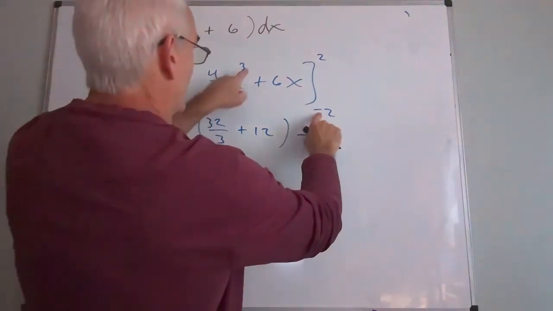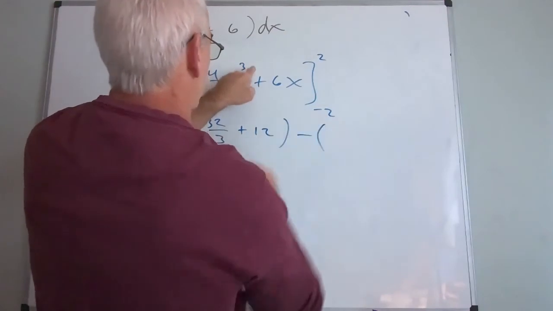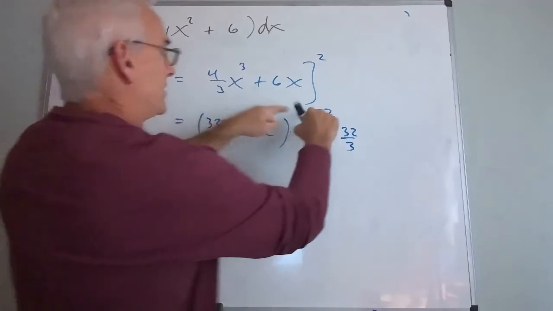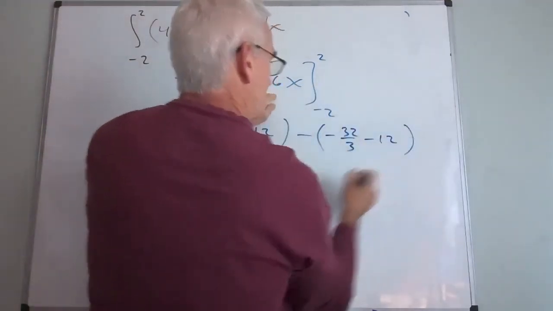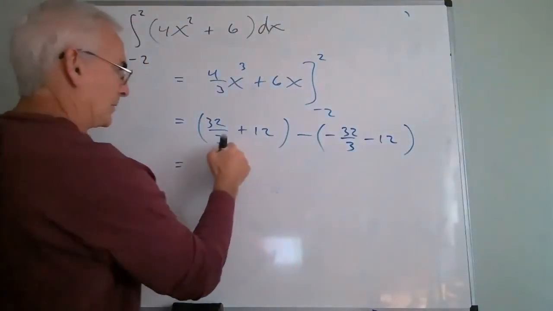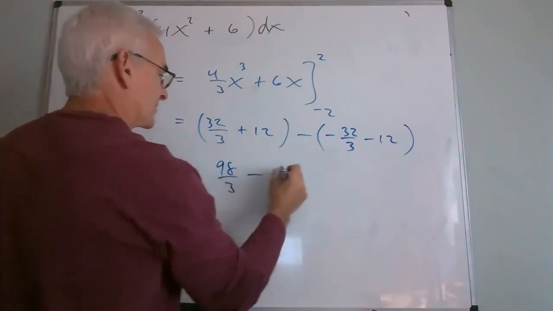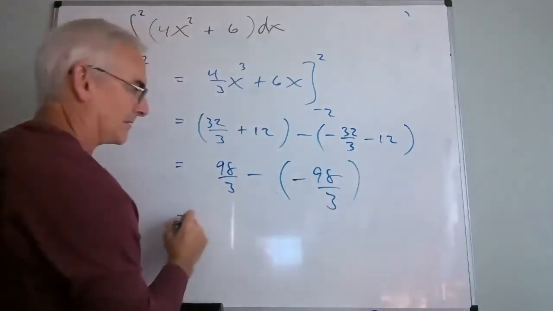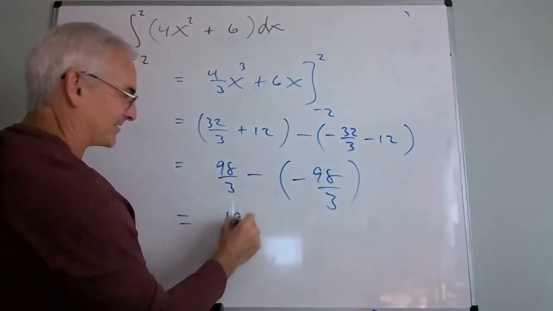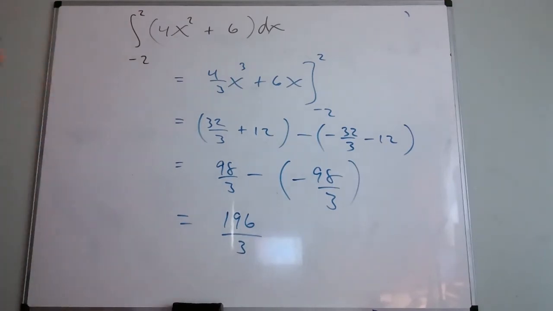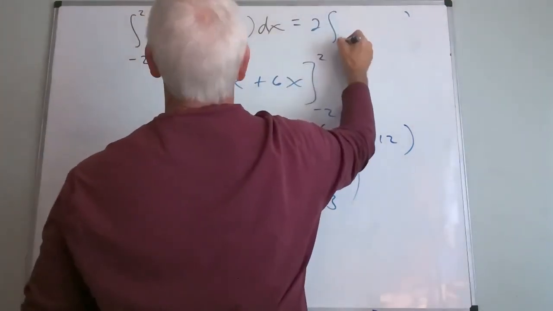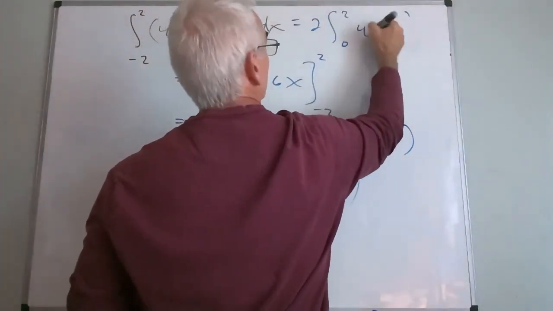So -2 when I cube it is -8. And then -8 times 4/3 would be -32/3. And then -2 here would be -12. So now let's see, that would be 98/3, and I'm subtracting, and then this would be -98/3. Right, so now I just have 196/3. Everything I did was true, everything I did was correct. But I think we agreed that this would have been easier had I just done this.